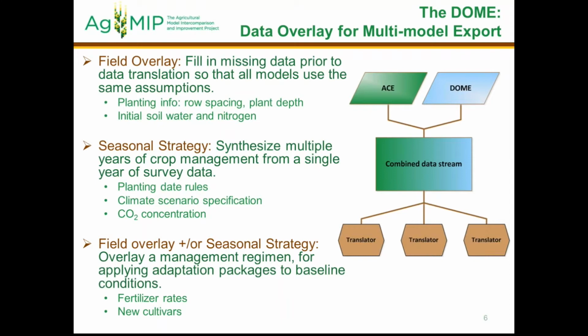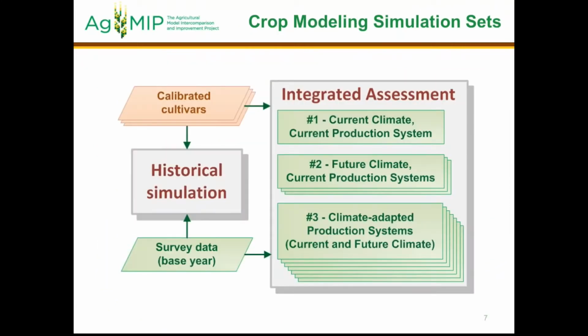Seasonal strategy domes allow us to take that single year of survey data and synthesize multiple years of crop management. So it applies planting date rules, we can specify what the CO2 concentration is, and other things. The third use is to use the domes to apply a hypothetical management regimen, and this is how we would apply the adaptation packages, such as new fertilizer rates or different cultivars and so on.